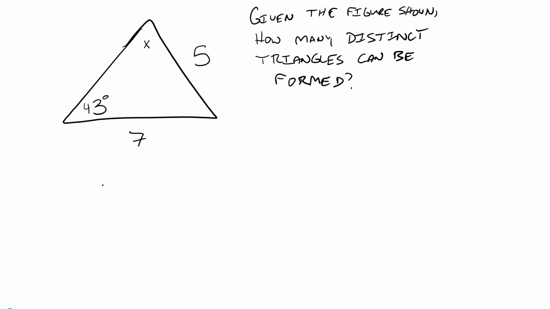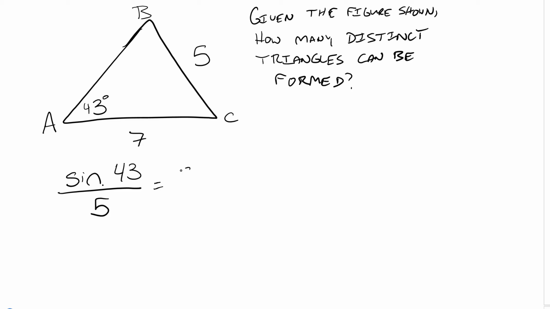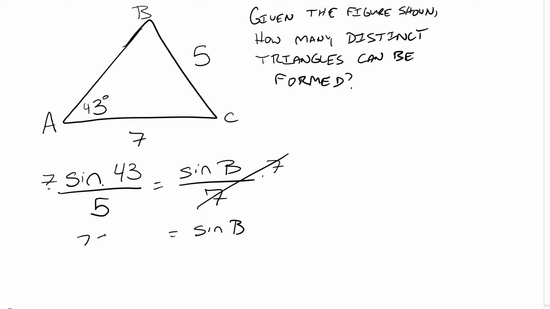That says the sine of angle A over side A equals the sine of angle B over side B. In this case I could write it as the sine of 43 over 5 is equal to the sine of angle B over 7. I want to figure out what angle B is, so I'm going to multiply each side by 7. So we get that sine of B is equal to 7 sine 43 over 5.